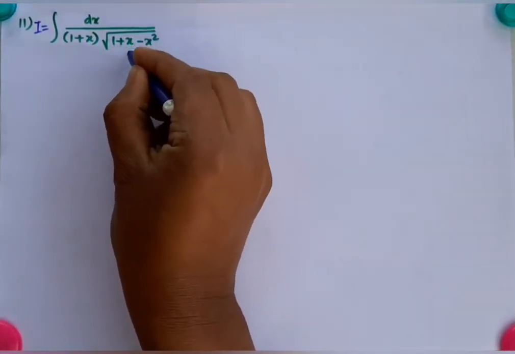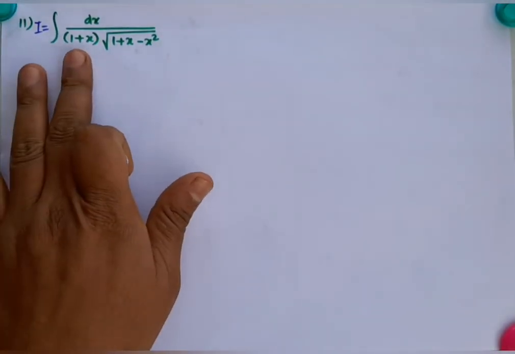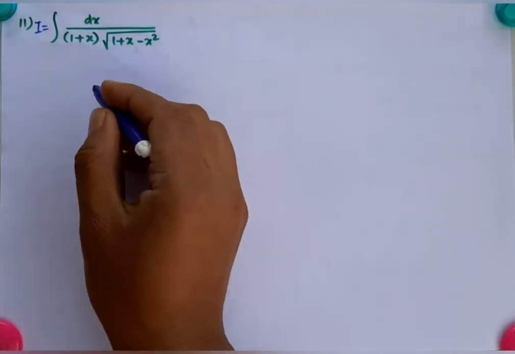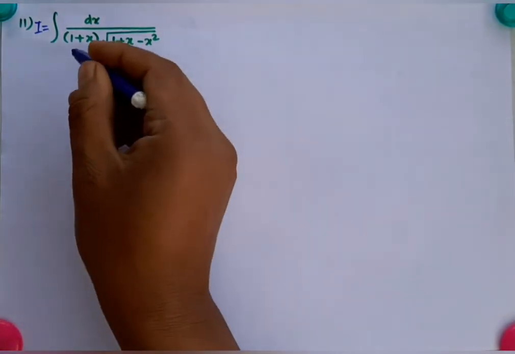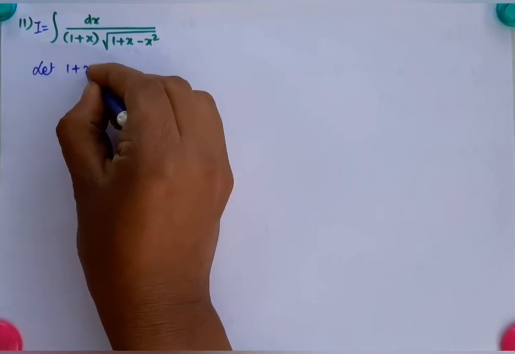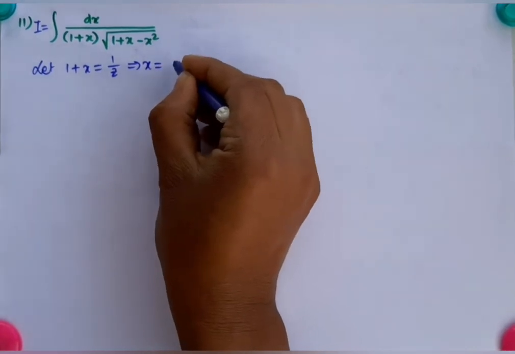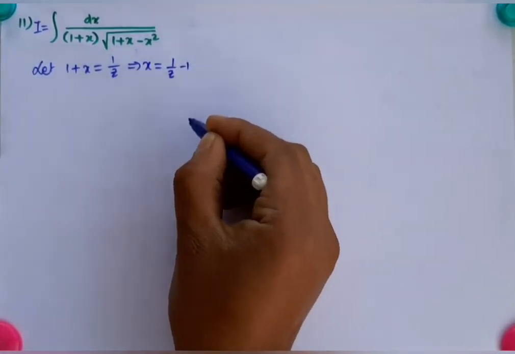So this is my quadratic expression, and this is my ax plus b. In that case, again I need to take ax plus b equal to 1 by z. So let 1 plus x equal 1 by z. So clearly from here x turns out to be 1 by z minus 1.